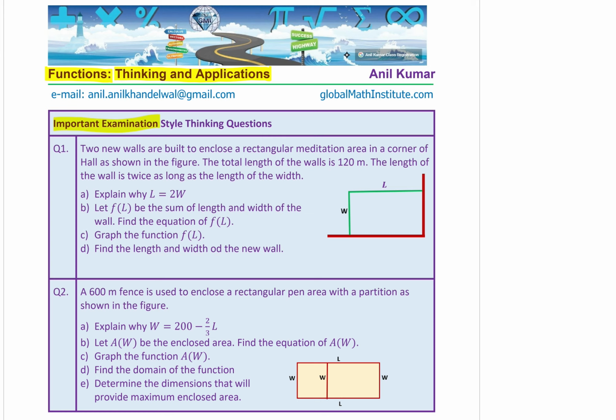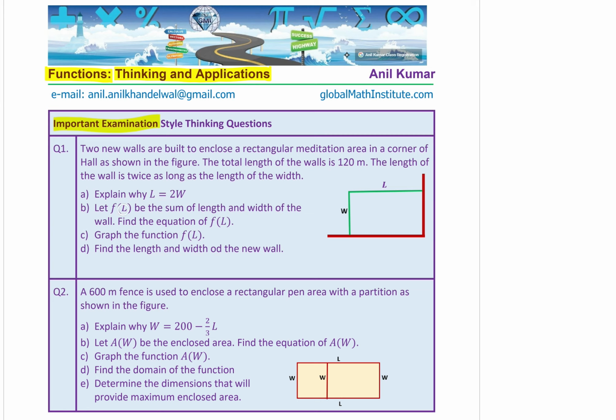Question number one here is: two new walls are built to enclose a rectangular meditation area in a corner of a hall as shown in the figure. The total length of the walls is 120 meters. The length of the wall is twice as long as the width. Explain why L equals 2W.